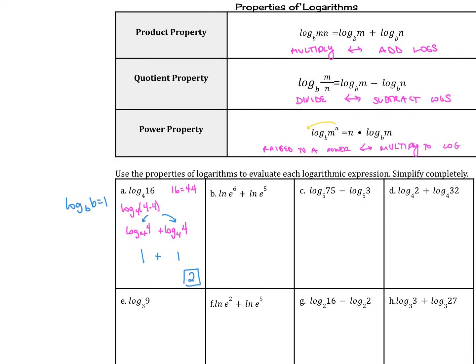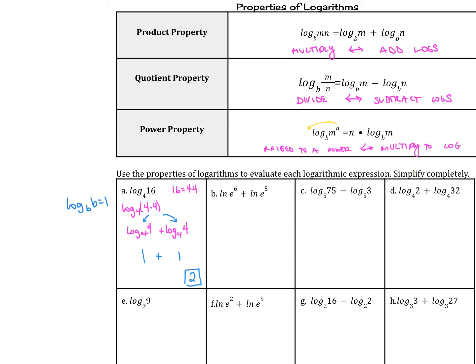Now for letter b, we have natural log of e. Now the base of natural log, if you don't see it there, there's an invisible e. So it's natural log of e to the 11. So what natural log of e to the 11 equals is also just 1. So we're going to use the power property here. We have an exponent. So what happens is it moves to the front and it multiplies to the entire natural log. So it's going to become 6 times natural log of e plus 5 times natural log of e. And then, like I mentioned earlier, natural log of e is just 1.